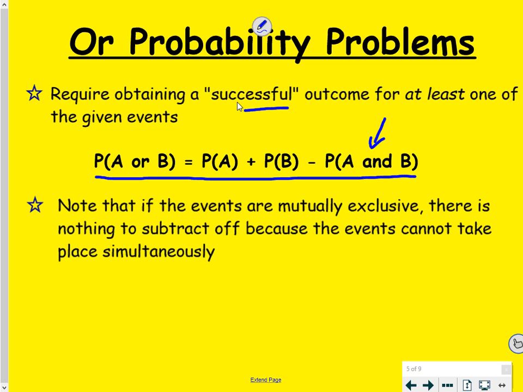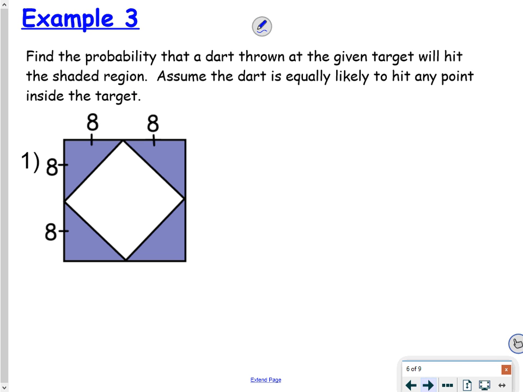All right, note that if the events are mutually exclusive, there's nothing to subtract off because the events cannot take place simultaneously. Whereas in the other example, the two events could happen at the same time. For mutually exclusive events, they can't happen at the same time. So an example of that would be tossing a coin. When we're tossing a coin, we're either going to get heads or tails. We can't get heads and tails. Even if it lands on its side, we would just flip again. We're either going to get heads or tails.